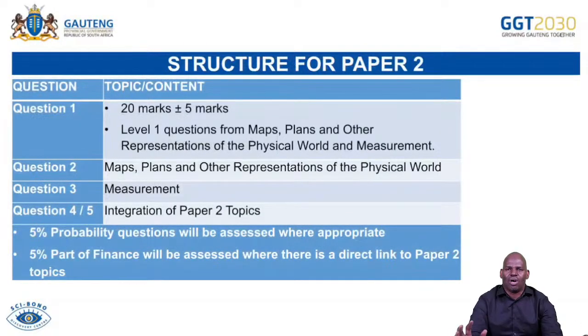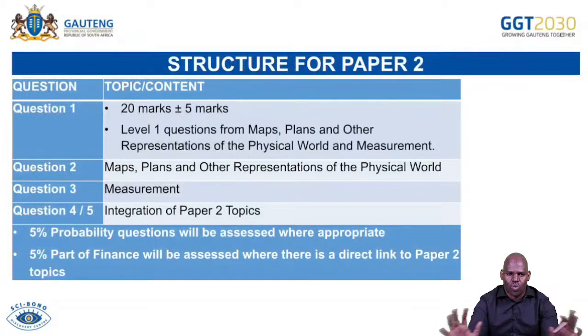Now the structure of the question paper: like in paper 1, we expect the question paper to have 5 questions. So we are going to have question 1, question 2, question 3, question 4. That is what we expect. There might also be question 5, as you saw in paper 1. And again, you saw in paper 1 that question 1 consisted of the easiest questions that you can come across.